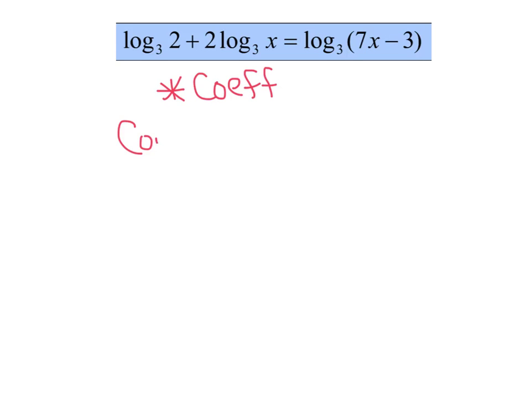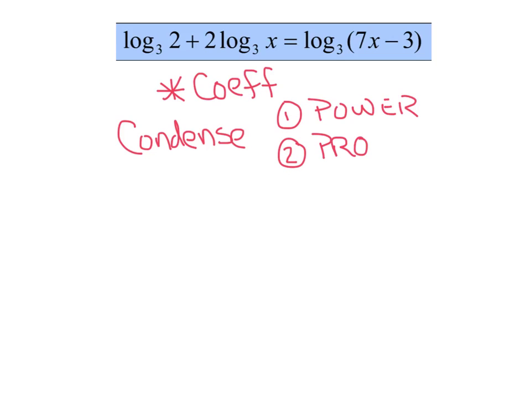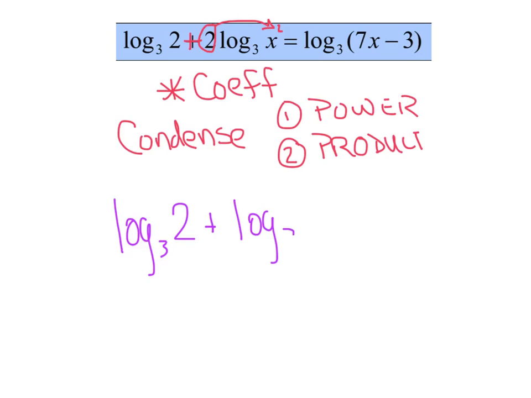And so as we get ready to condense, there's going to be 2 steps to our condensing, and the order is really important. We're going to use our power law first, and then second, I'm going to use my product law because of the plus sign that separated the 2 terms right here. But anyway, let's just start with the power law. Where can this 2 go? We're going to send it right up here to the exponent. That's where I'm going to move it. So I've got log base 3 of 2 plus log base 3 of x squared.